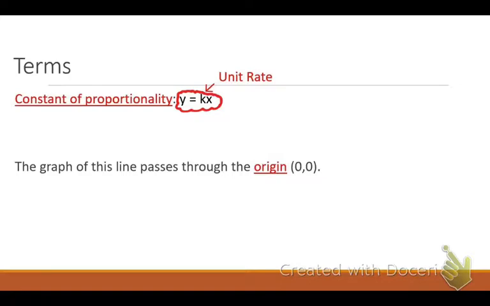Now you can see I've got something we wrote in red up here that's pointing to the k. What is that? Unit rate. So the k is going to be our unit rate. And please know the graph of this line of proportionality is always going to pass through the origin. That's why just a minute ago, when we were saying, is this proportional? It is only proportional if it passes through the origin, or through 0, 0.